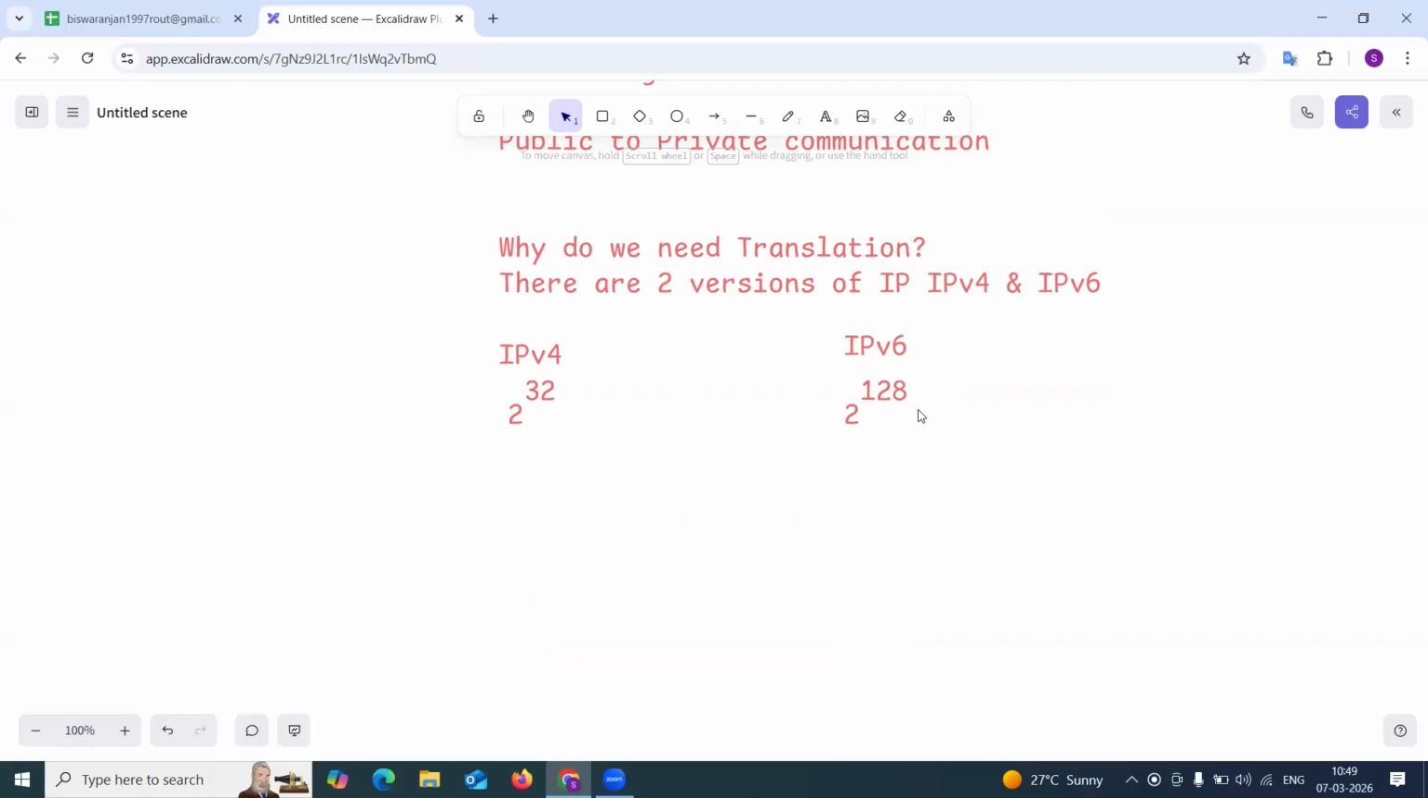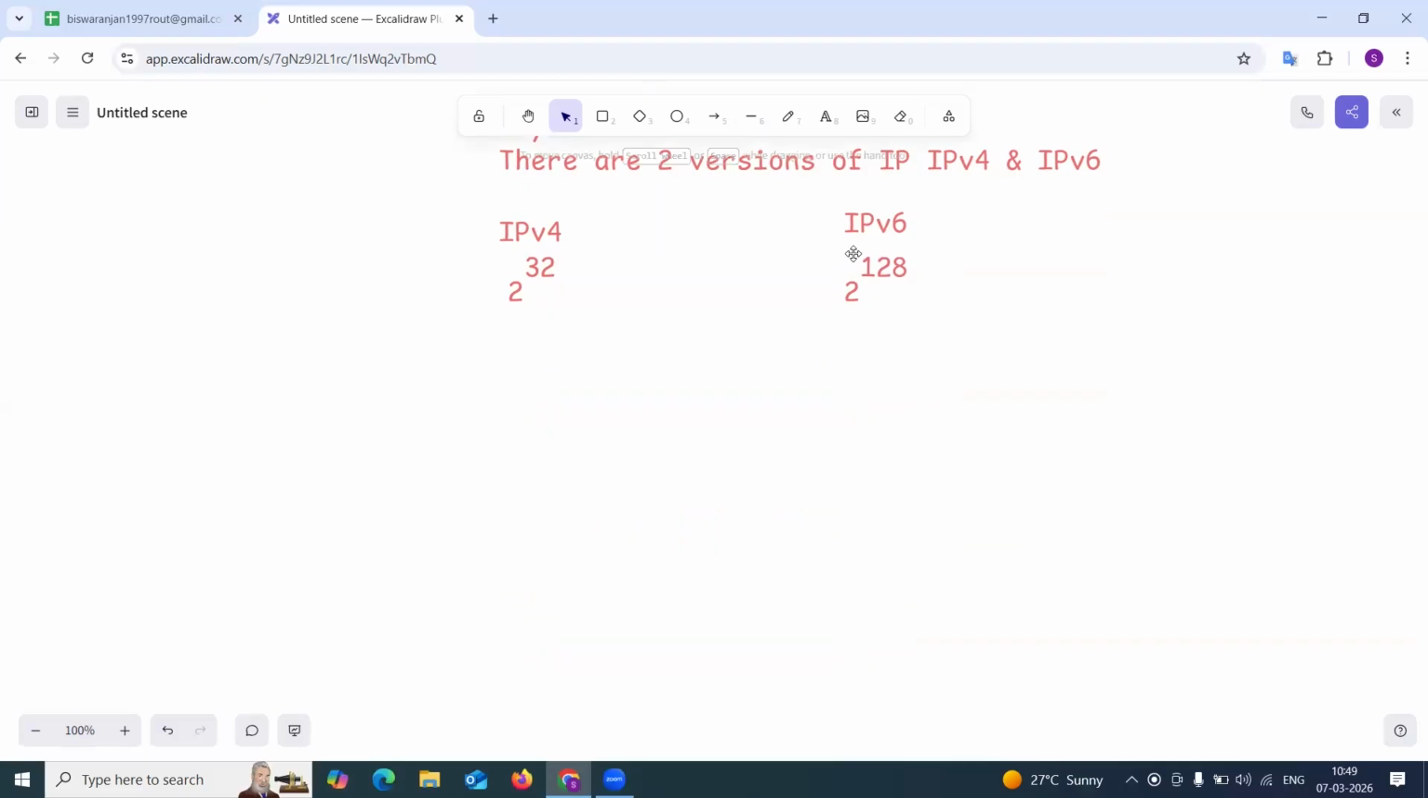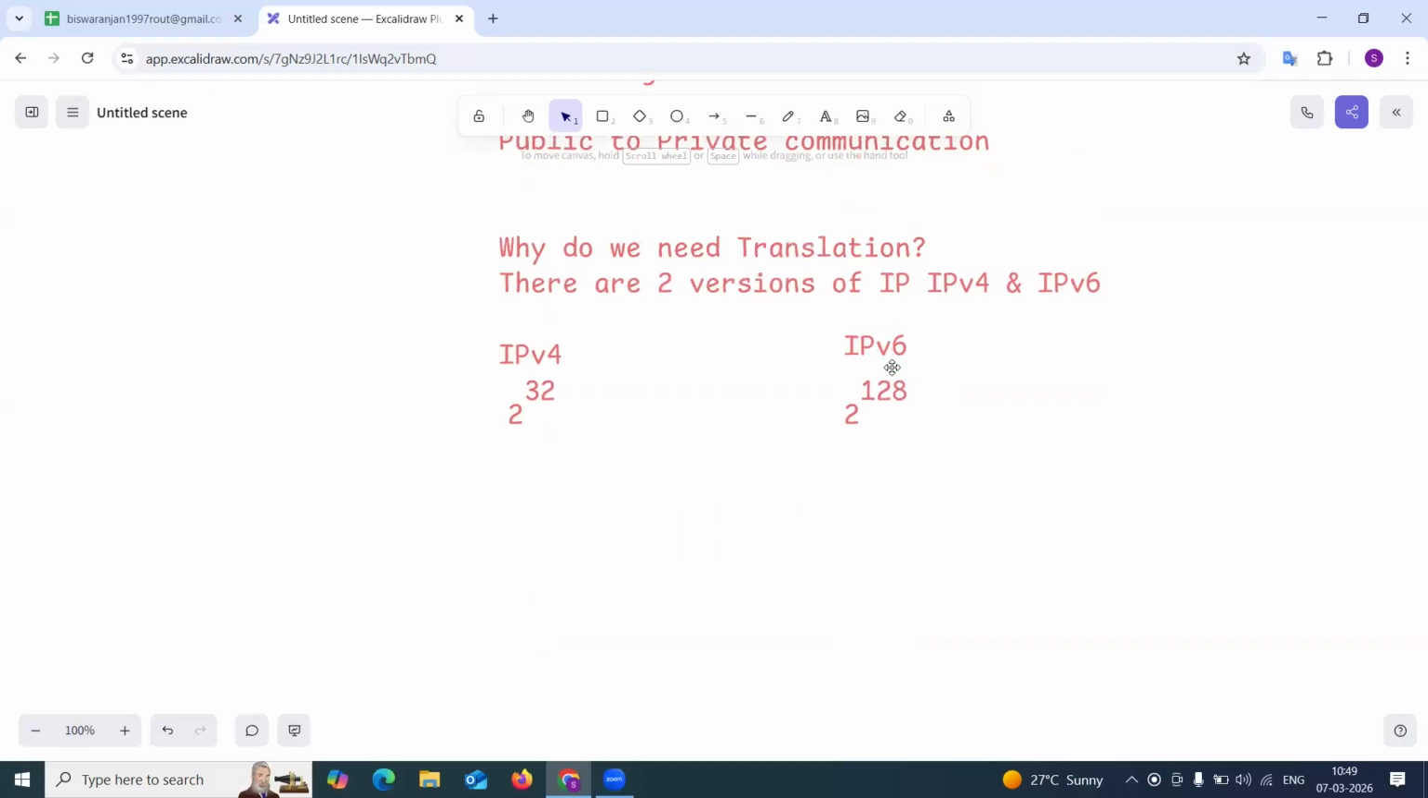Reason? IPv4 is an old version. It has limited IPs. IPv6 has enough IPs. IPv6 does not require any translation. Reason? For the upcoming 50 to 60 years, if I keep assigning a single public IP to each and every host, I can fulfill the requirement. That much public IP I have with IPv6. But with IPv4, multiple conditions are there.